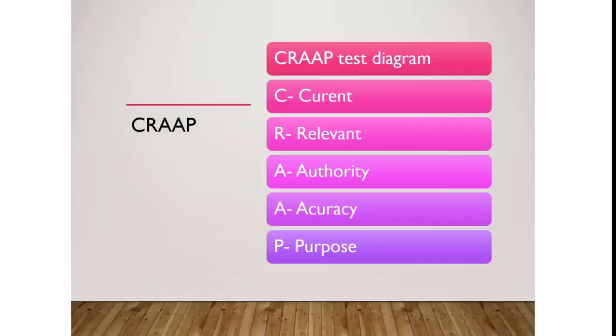Okay, so what does CRAP mean? CRAP, just like the SQ4R, represents the steps that you need to use in order to evaluate if the source that you are using is appropriate for academic writing, right? So the first step is current. The second step is relevant. The third step is authority. Then we have accuracy and we have purpose. Okay, so let's look at these steps.